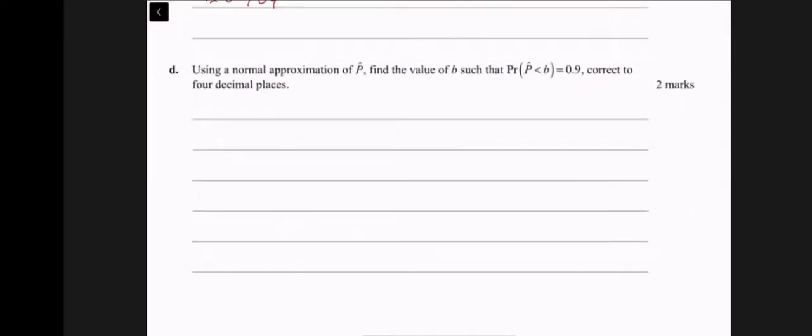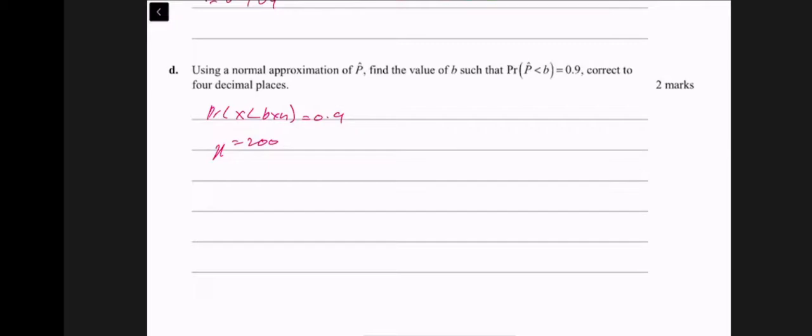So using normal approximation, find the value of b such that the probability p hat less than b is 0.9. So again, just following the steps. First, we have to convert to x. So x less than b times n, so bn is 0.9. And then since we actually need mu and sigma, we don't have them, but we can find them.